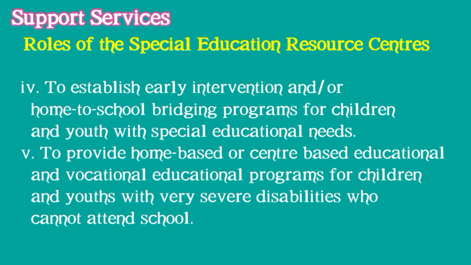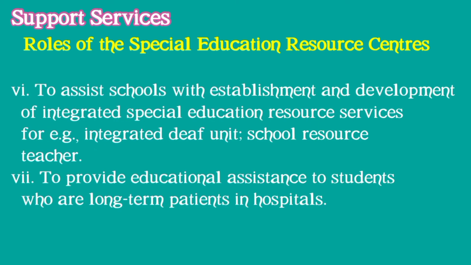Fourth is to establish early intervention and/or home-school bridging programs for children and youths with special educational needs. Number 5 is to provide home-based or center-based educational and vocational education programs for children and youths with very severe disabilities who cannot attend schools. Number 6 is to assist schools with establishment and development of integrated special education resource services, for example, the Integrated Deaf Unit, School Resource Teacher. Number 7 is to provide educational assistance to students who are long-term patients in hospital.